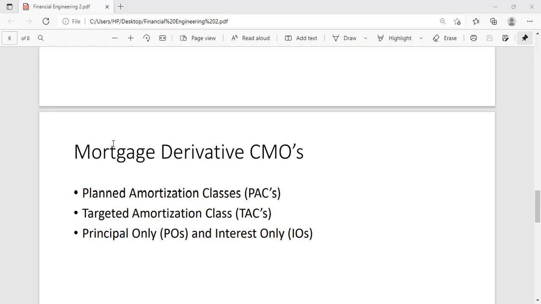All right. First one is planned amortization classes. In that case, listen carefully. The holder gets a guaranteed amortization similar to the sinking fund process of bonds. In the sinking fund amortization of bonds, you know that fixed amounts of principal are amortized periodically with the use of a sinking fund. Same thing happens here, but not with the use of a sinking fund. In that case, the holder gets the guaranteed amortization of principal.